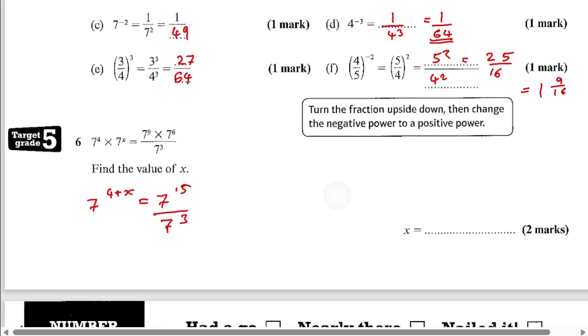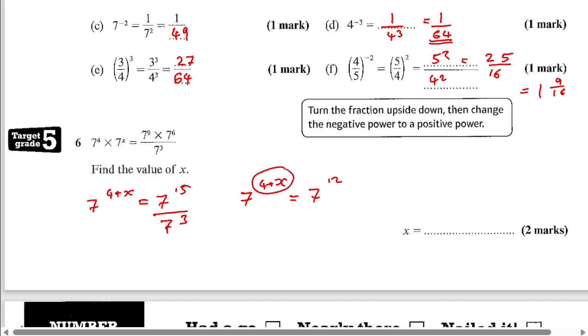So that means that we've got enough room to do here. 7 to the power 4 plus x is going to be equal to 7 to the power, we subtract them, to the power 12. So these two have the same value. So 4 plus x is equal to 12, so x is equal to 8.